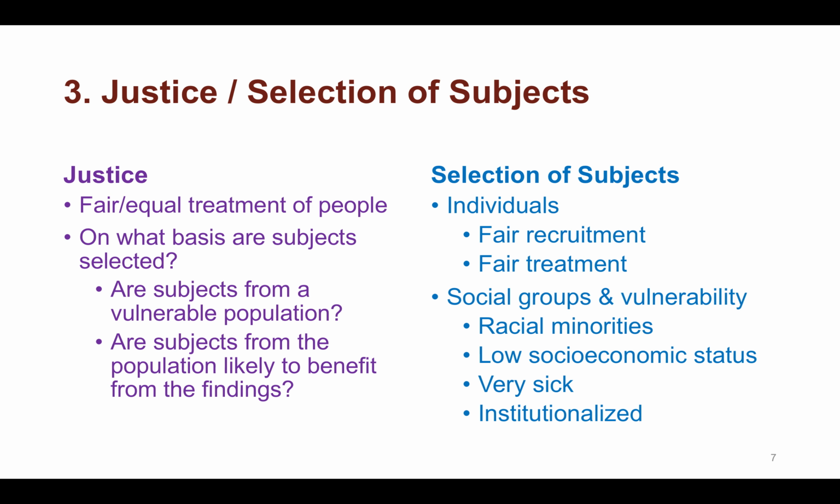So certain groups that need to be considered in terms of their vulnerability include racial minorities, people of low socioeconomic status, people who are very sick, and people who are institutionalized.